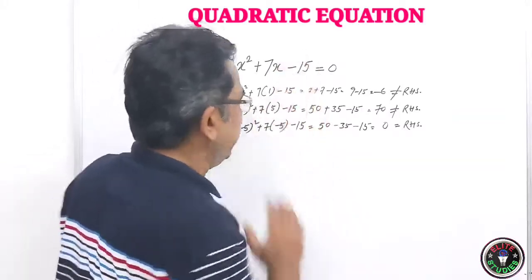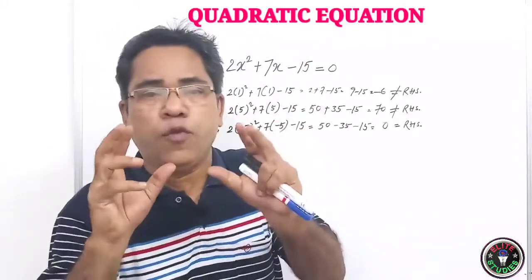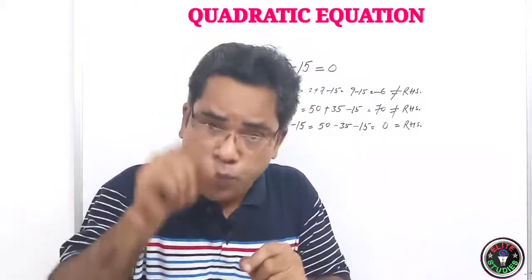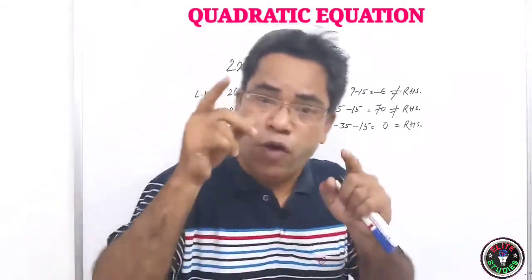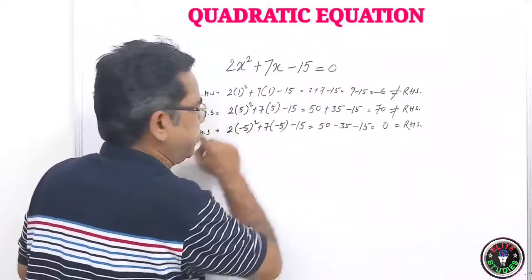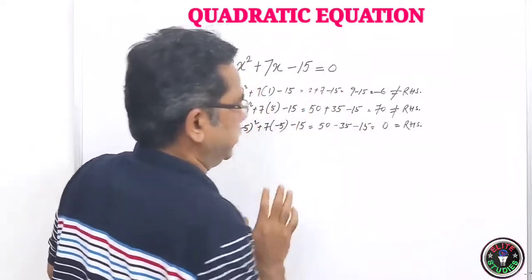So in summary, I will tell you, root of an equation means those values of the variable for which the equation is satisfied, means LHS becomes equal to RHS, right?